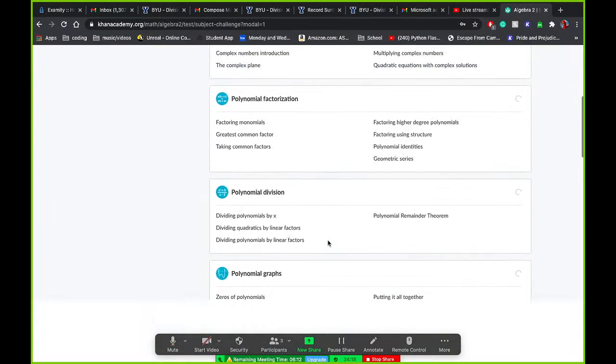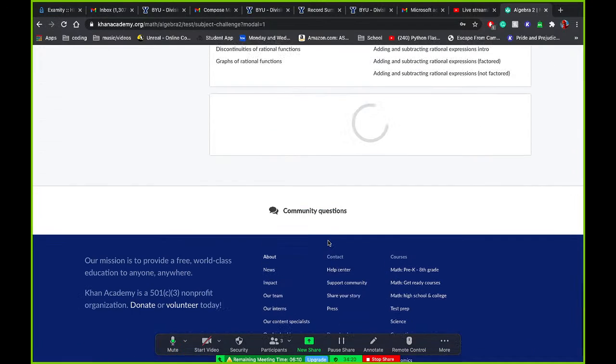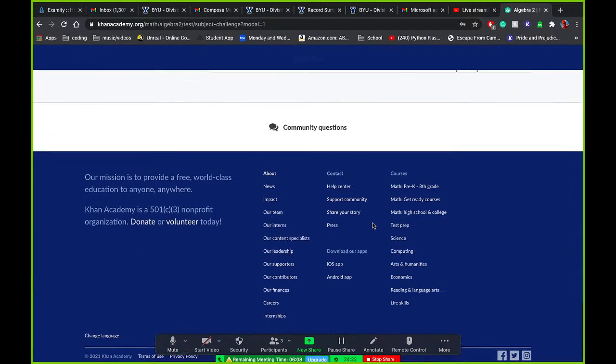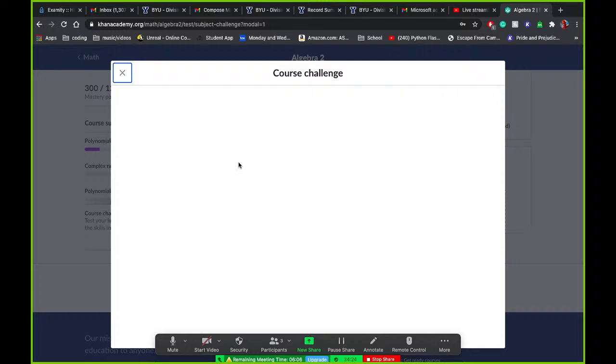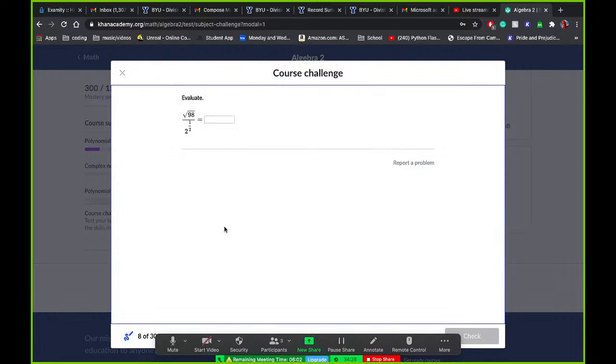Oops. Okay, dang. It's gonna save the progress anyway, so it doesn't matter. Yeah. Okay. Seems like it got us to the next question. 98 over root 2, which we can just write as root of 98 over 2, which is 49. Okay, good job. Square root.